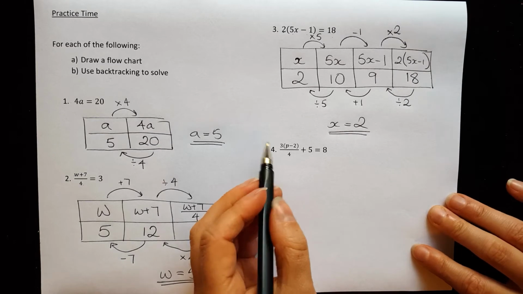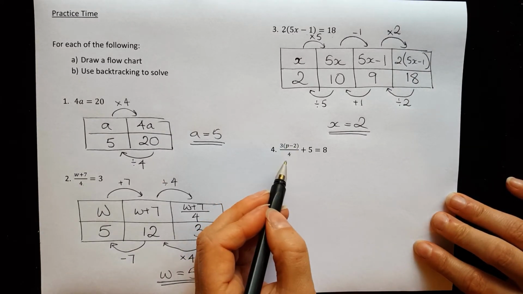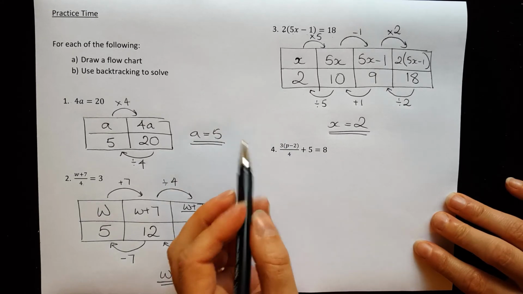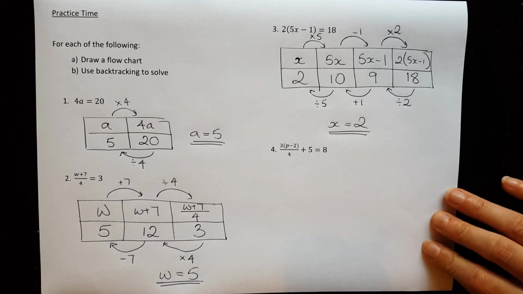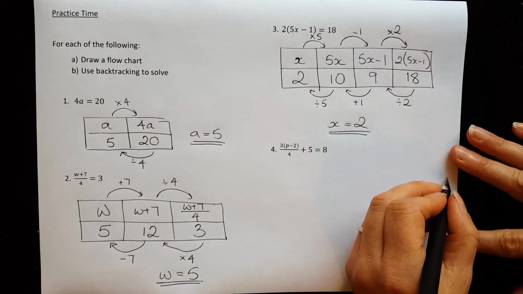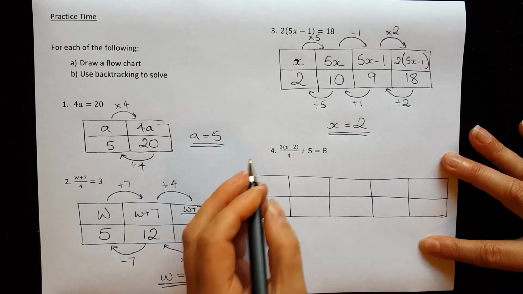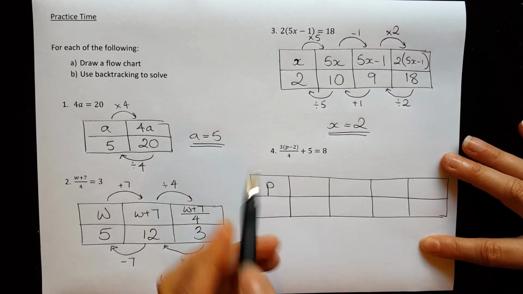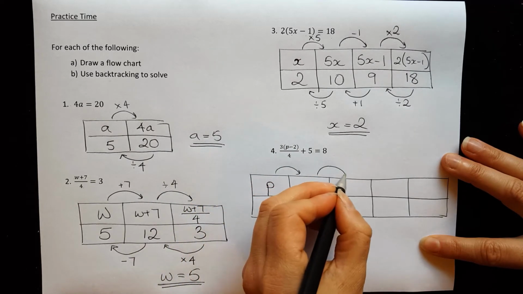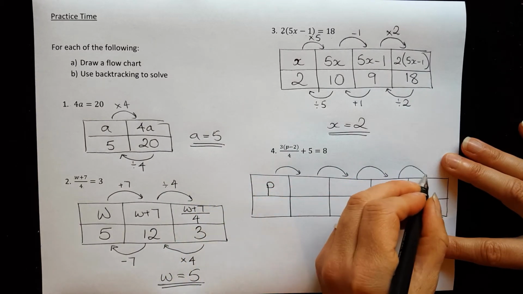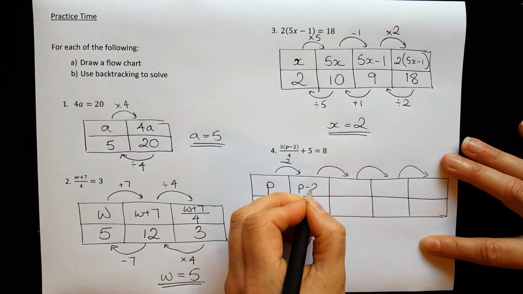One last question. 3 bracket p minus 2 over 4 plus 5 is equal to 8. So there's 1, 2, 3, 4, 5 things here. So this is a big flowchart. We need 5 columns. So p is the pronumeral. First of all, the p we have to subtract 2. Let me just do all the arrows here. If we subtract 2, we will get p minus 2.